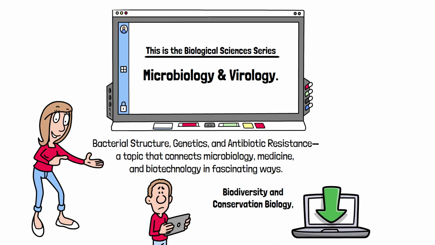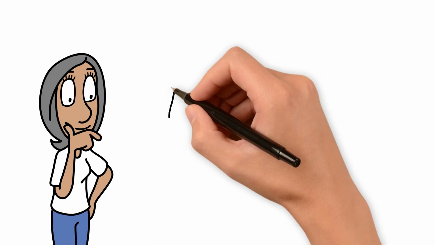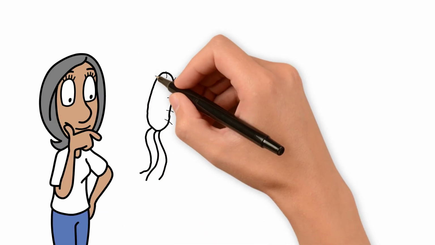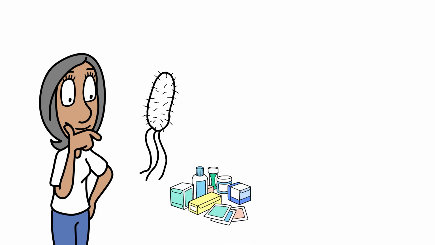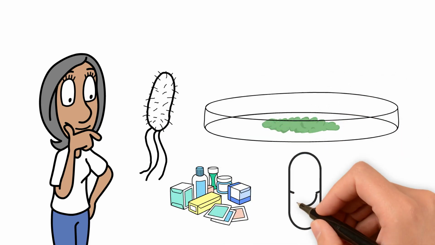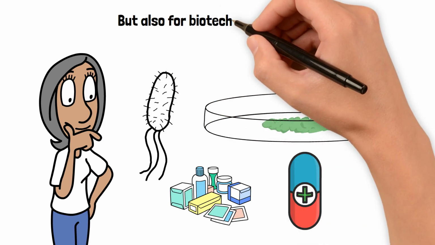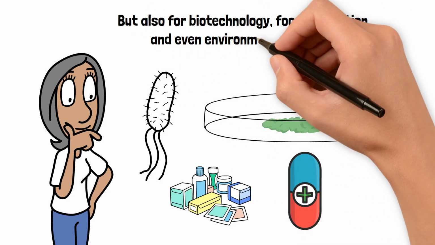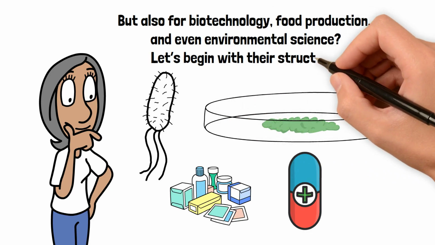Here's a thought. How can a tiny single-celled organism outsmart the most advanced drugs we've ever created? And why is understanding bacteria not just important for medicine, but also for biotechnology, food production, and even environmental science? Let's begin with their structure.